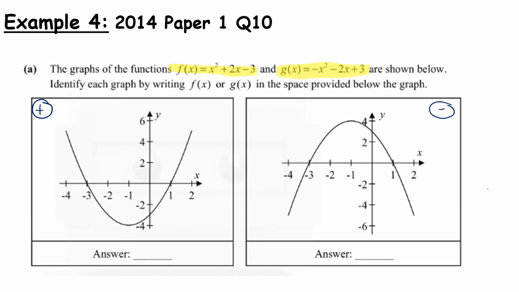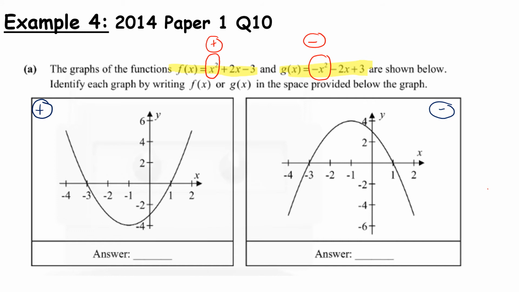Looking at f of x, we look at the x squared term. The x squared term is positive, meaning that this function is positive. For g of x, the x squared term is negative, meaning that this function is negative.